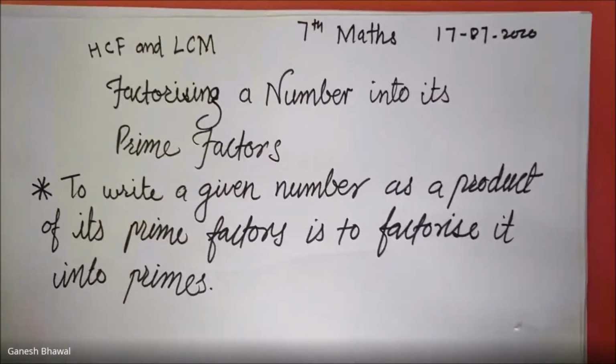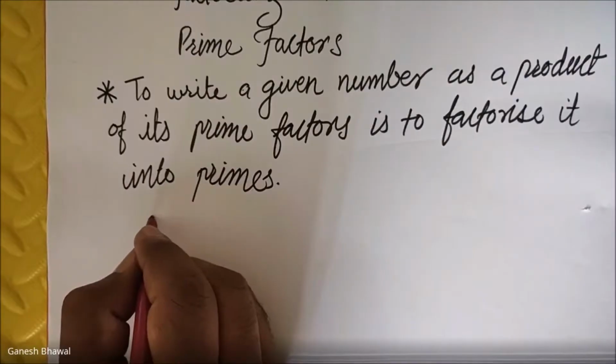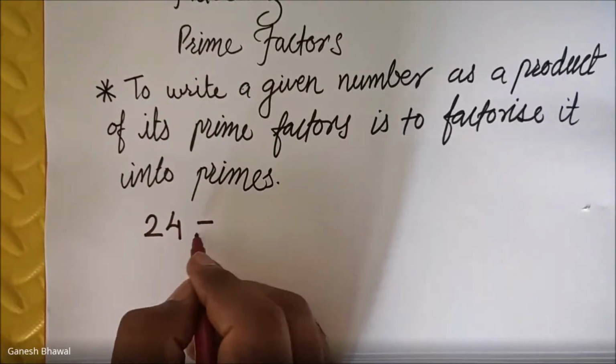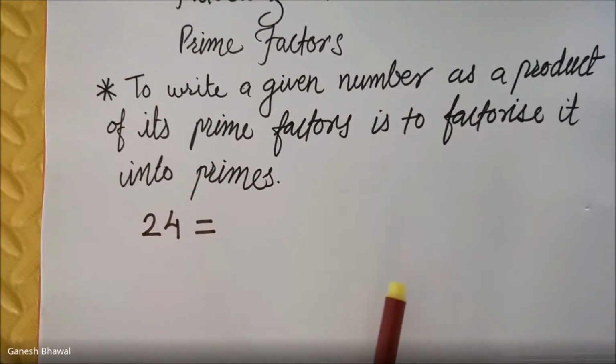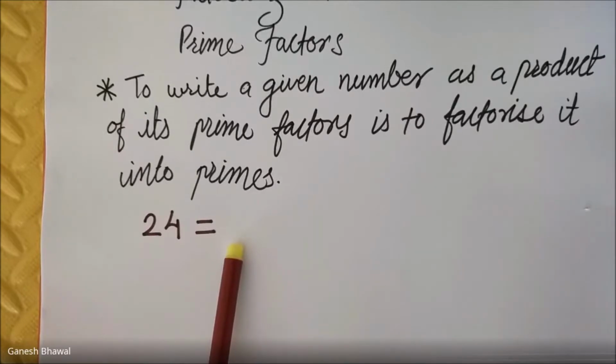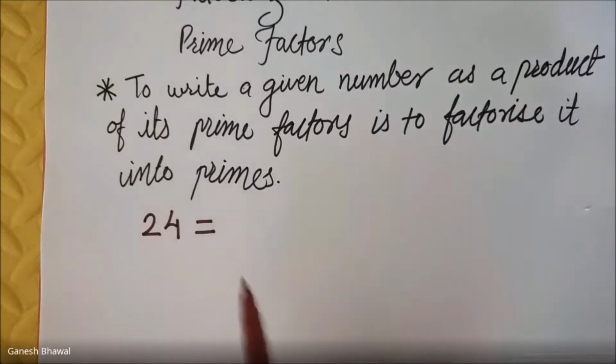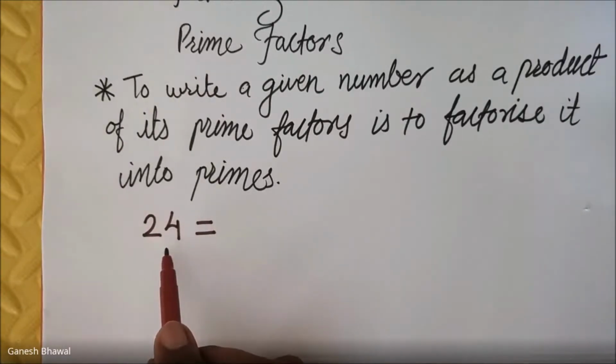We'll start with a simple example. Remember two rules. When the number is even, you have to start with 2. And if the number is odd, you will start with 3. Now tell me, is 24 an odd number or an even number? Type it in the chat box.